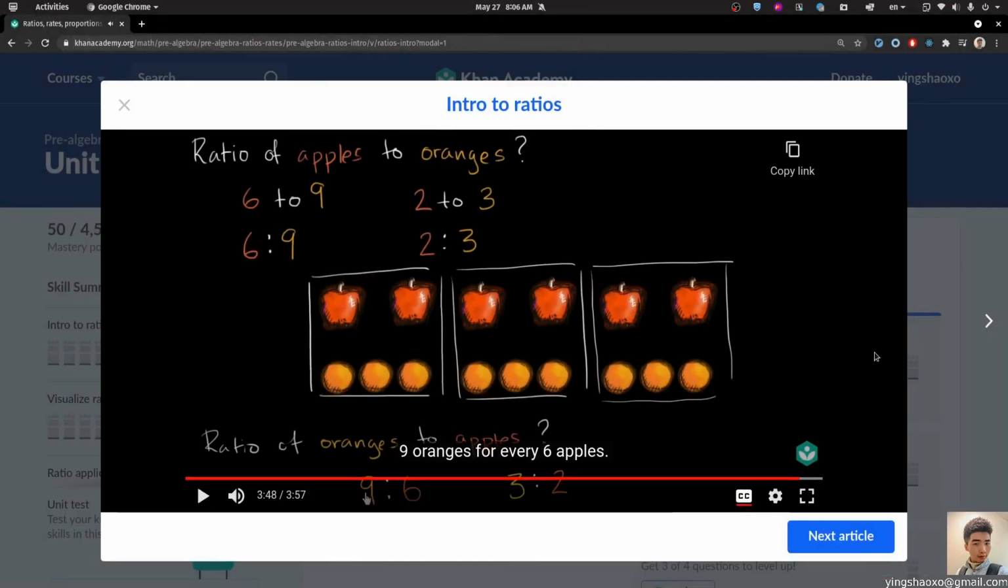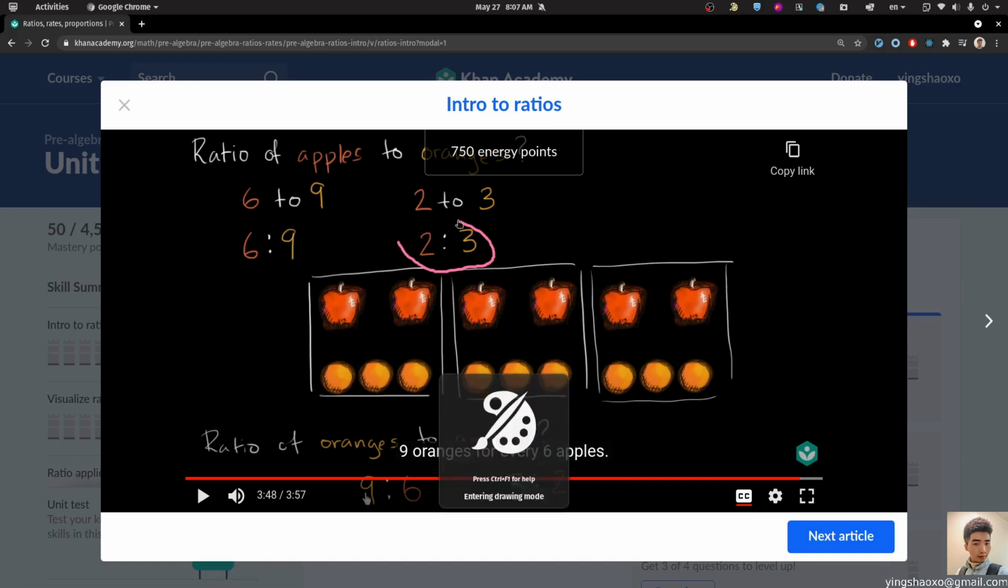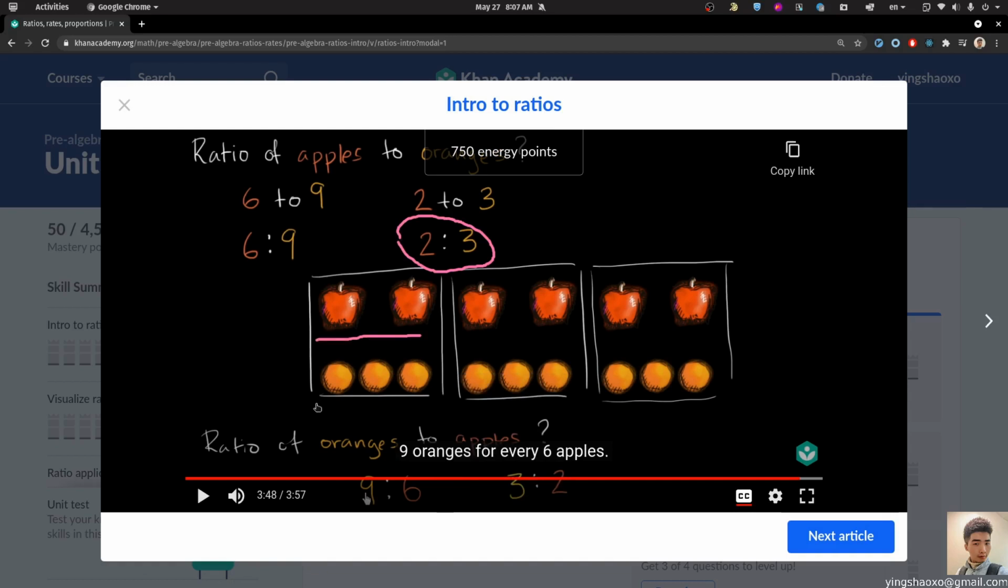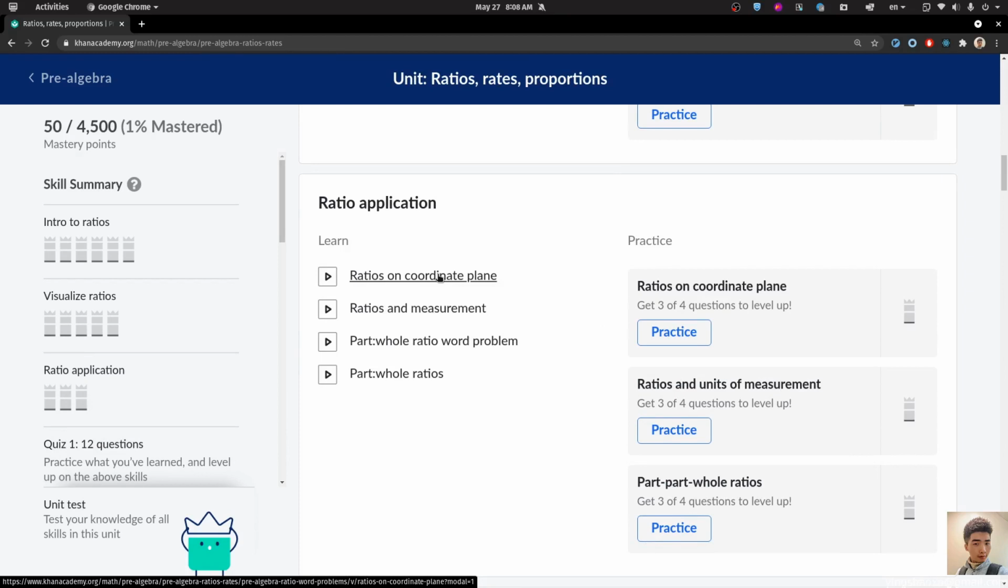Okay, let me re-explain the concept of ratio. It just represents a relationship between two kinds of things, and here it's the apples versus the oranges, and for this ratio, it means that for every 2 apples we get a corresponding 3 oranges. It shows the relationship of two different things. Sometimes we can even do more. For example, we can write more of this kind of symbol to represent a relationship between more different things. Let's have a look at the application for the ratio.